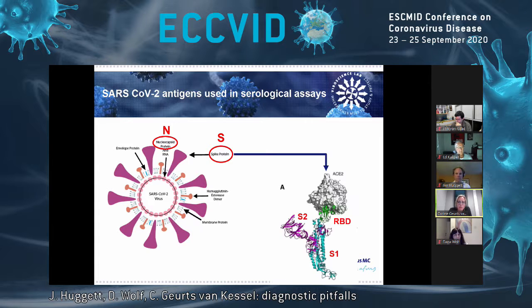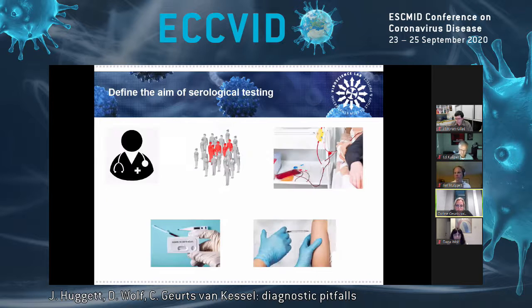When we look a bit further into the spike protein, we see that there is an S1 and an S2 domain, and this is what we also find back in the diagnostic tests which are being provided. And interestingly, the receptor binding domain is an interesting part of the epitope because it correlates very well to neutralization. And that's what I will show further on.